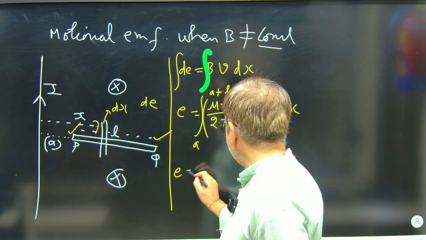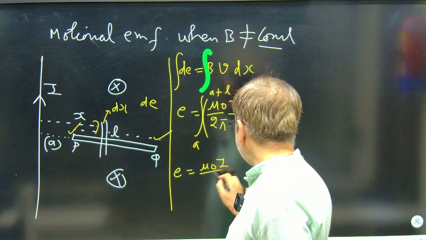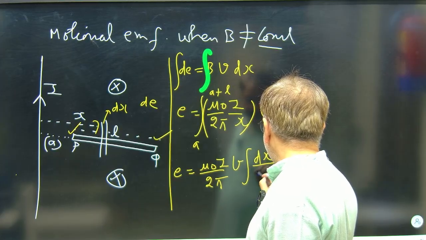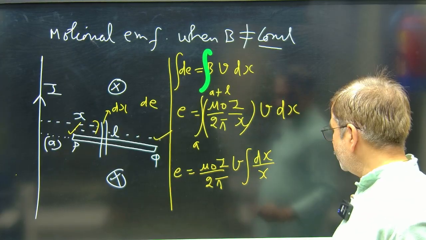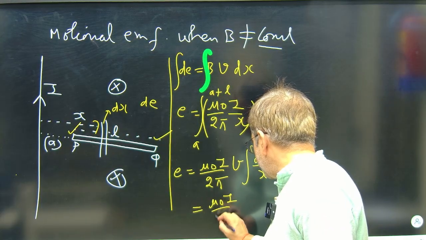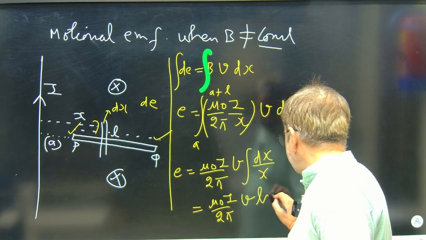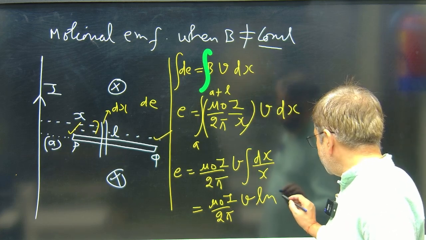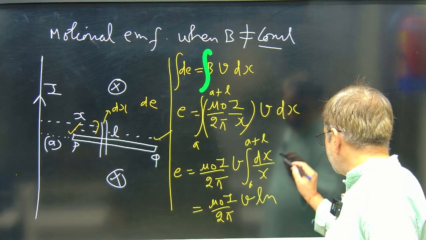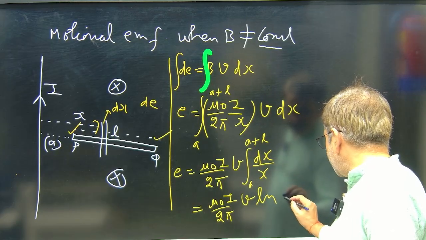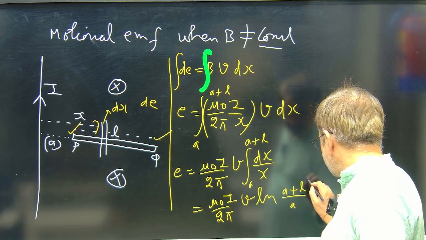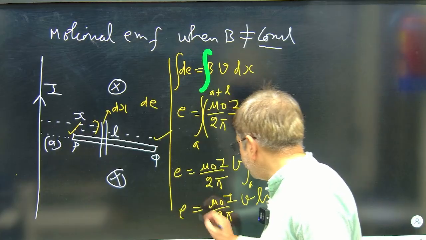What will I get? E is equal to mu naught I over 2 pi into V, integration of dx by x. Further, what will we get? It is mu naught I over 2 pi into V ln, with the limits going from a to a plus L. Put the values. So this will be log of (a plus L) minus log a, and log a minus log b is log a upon b. This is the result we can get for the induced EMF.